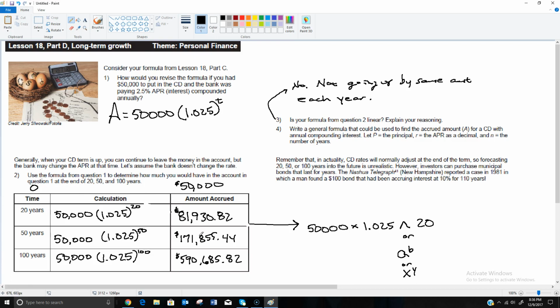Well, from 0 to 50, you gained 121,000, and then from here to here, you gained almost 420,000, 419,000 roughly. And so it's not going up by the same amount each year. If we graph this, it would not be a line. In fact, it would be kind of like we saw on that scatter plot. It would start out kind of slow, and then it would increase quickly.